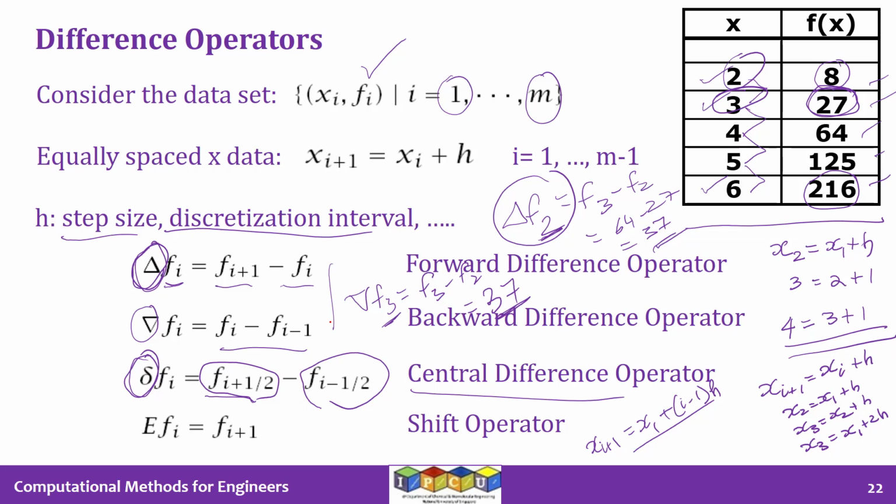Central difference operator: you go half a step forward, find the F value, you go half a step backward, find the F value, and take the difference. That will give you the result of the central difference operator on Fi.